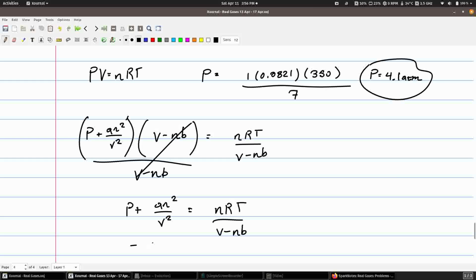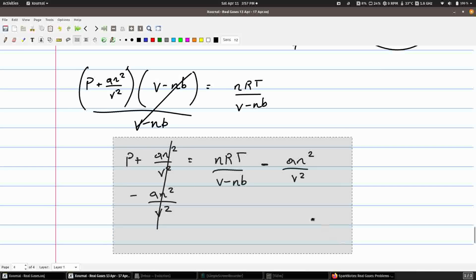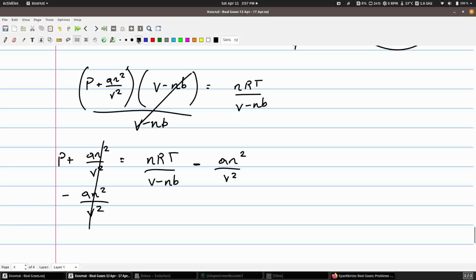So then you can subtract out n squared over V squared, and on this side you have minus an squared over V squared. So P, let me move this over so I can rewrite it. P is equal to nRT over V minus nb minus n squared over V squared.